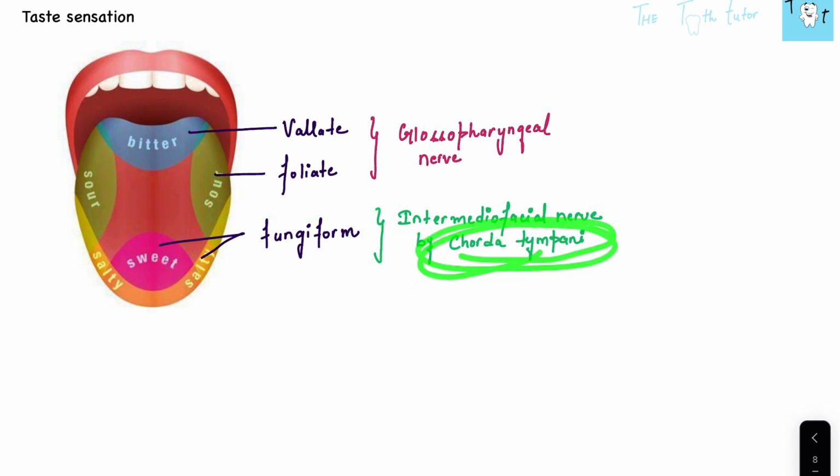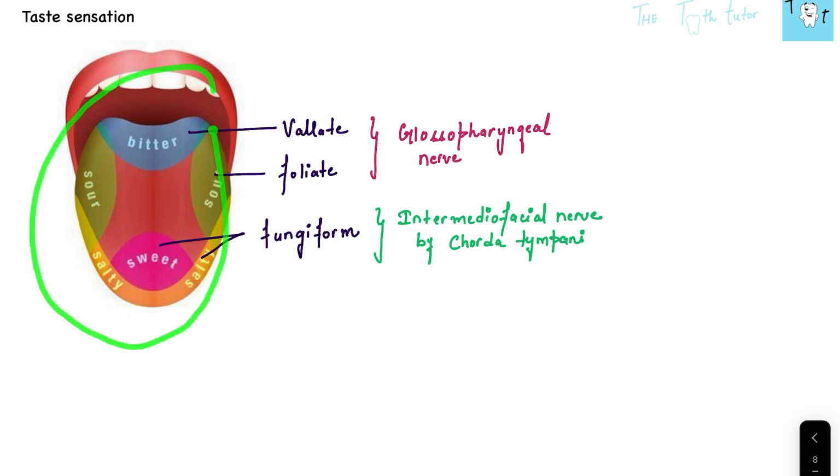Okay, so you don't have to go into that much detail. Just write chorda tympani, right? So this is supplied by the chorda tympani. This is all about the taste sensation. If it comes up in the exam, just draw this diagram, okay, and talk about the papillae and its nerve supply. That's all that's present in the textbook.